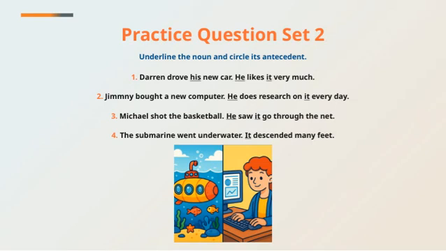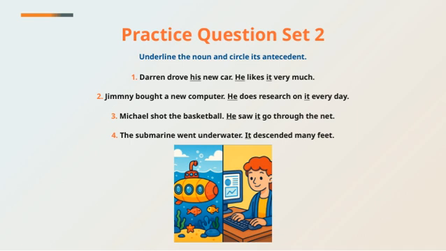Now, let's look at some sentences that demonstrate how pronouns and their antecedents work together. First, we have "the submarine went underwater. It descended many feet." Here, the noun submarine is the antecedent, and it refers back to that submarine. Next, "Michael shot the basketball. He saw it go through the net." In this case, Michael is the antecedent for he, and basketball is the antecedent for it.